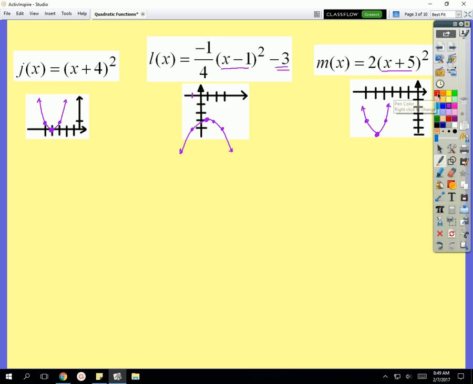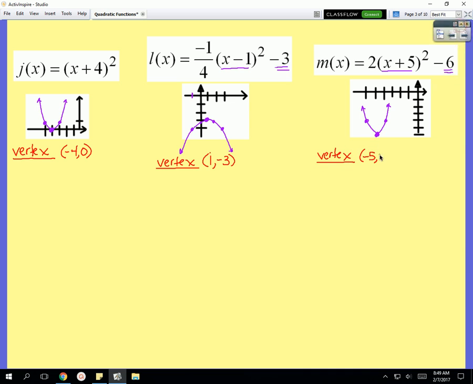So again, vertex form is great for naming the vertex. There's no work. We really like vertex form. So I can see that I put the vertex at negative 4, 0. On this one, I can see that I put the vertex at 1, negative 3. And on the third one, I put the vertex at negative 5, I believe negative 6.